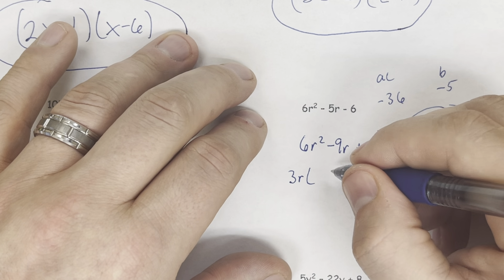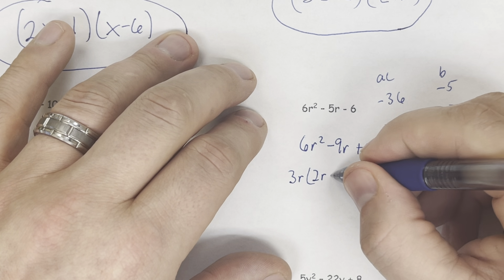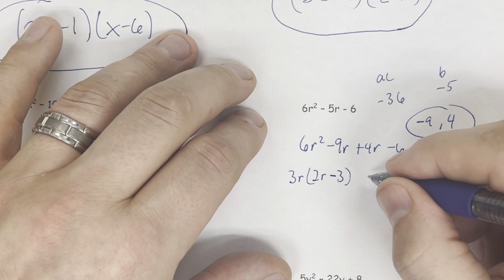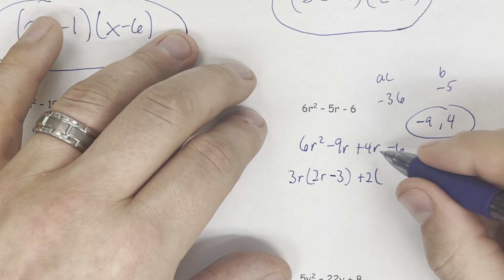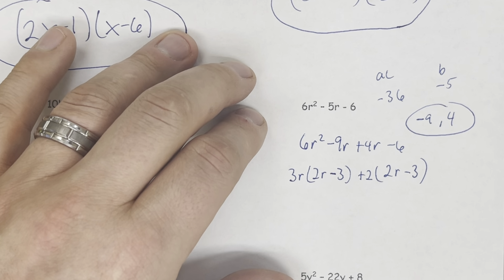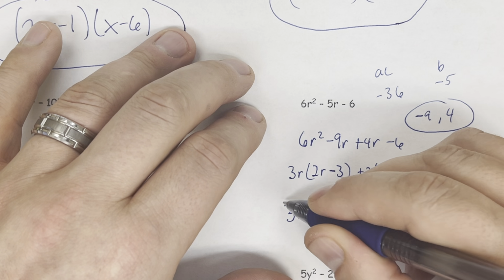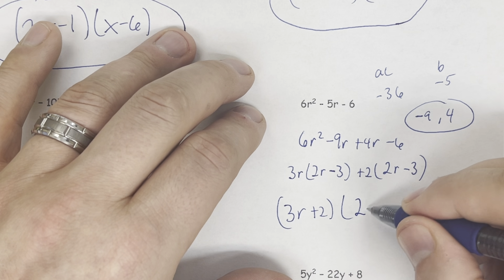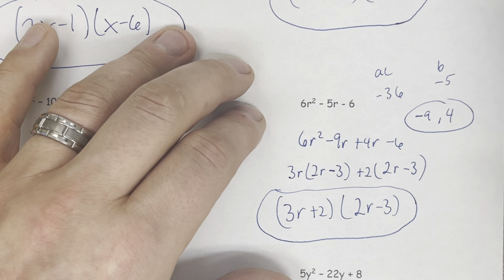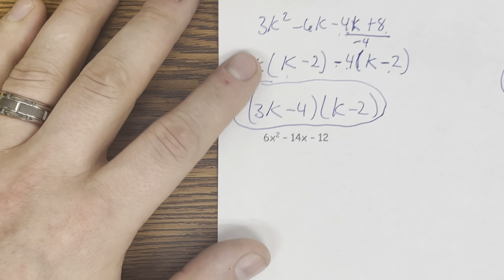GCF of the first two is 3r. Left inside would be 2r and minus 3. GCF of the next two is 2, so taking out a 2. Left with 2r minus 3. Those match up. Rewrite 3r plus 2 is the outer set of numbers. The common set of parentheses is 2r minus 3. Got it. Factored. Hopefully this is ringing a bell from last year. All right, last two.